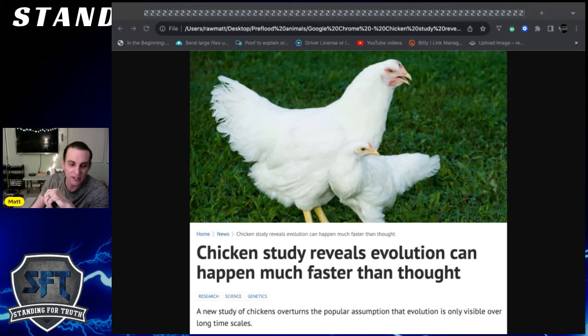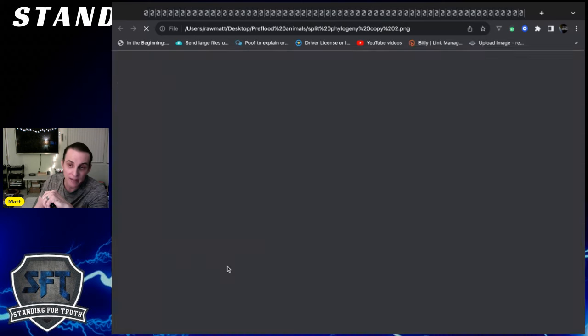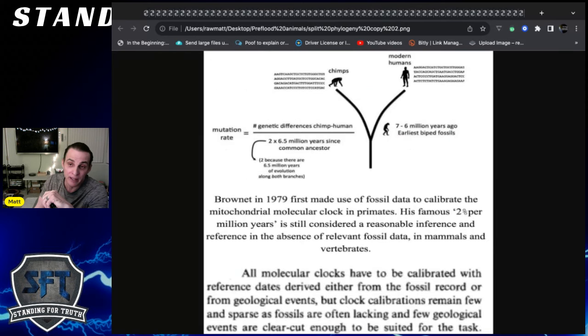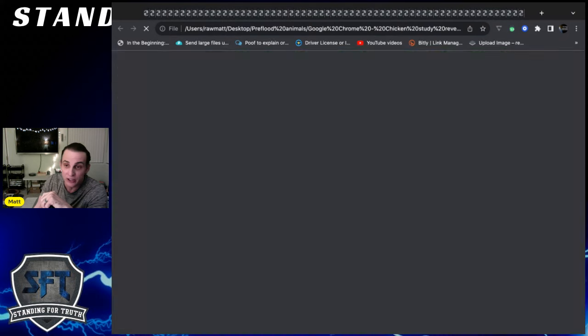We found it with the chicken. That said, it was 15 times faster than they expected to find based on the evolutionary timeline. The reason why is because evolution is not true. Once they eventually abandon this horrible idea that the molecular clock needs to be calibrated to the fossil record, because the fossil record is not true, they'll have a pattern that's going to match the biblical timeline. And they've done that with some animals: worms, flies, water flea. They've done it with crocodiles now, and obviously chickens.